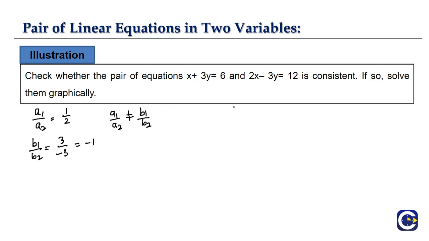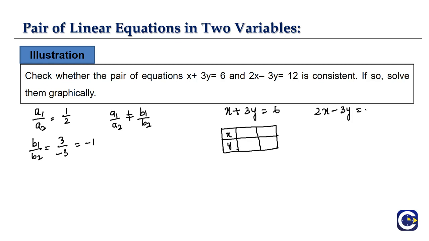First consider the first equation, x plus 3y is equal to 6, and for this let us take a tabular form for x and y values. So this is x and this is y. Let us take two values; two will be enough to plot a graph. Then for 2x minus 3y is equal to 12, same thing, let's take a tabular box with x and y and two values.